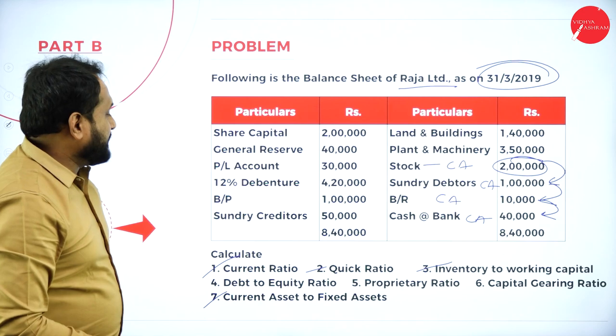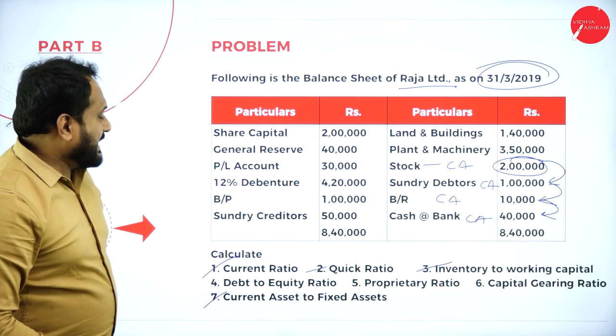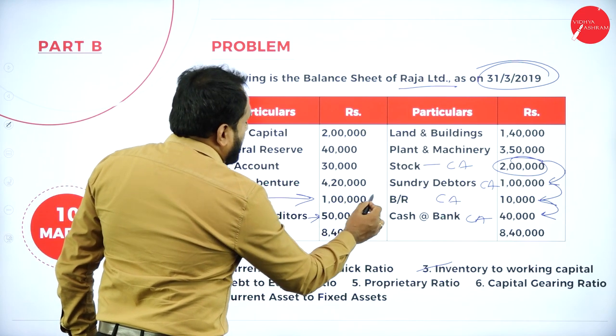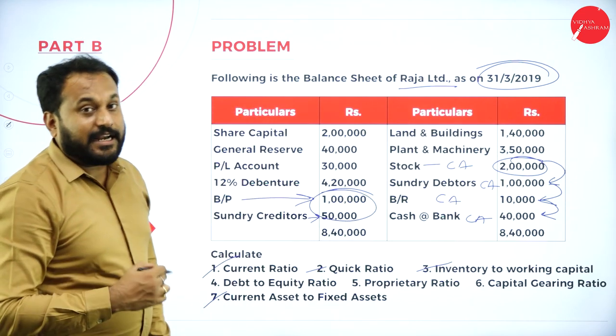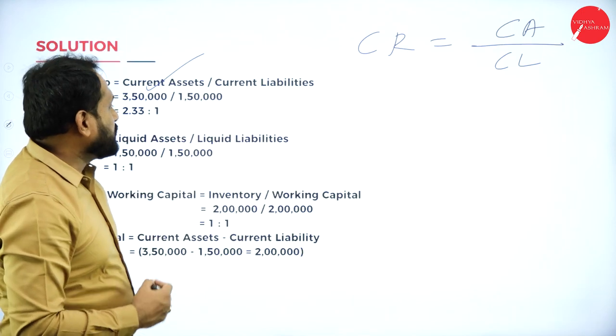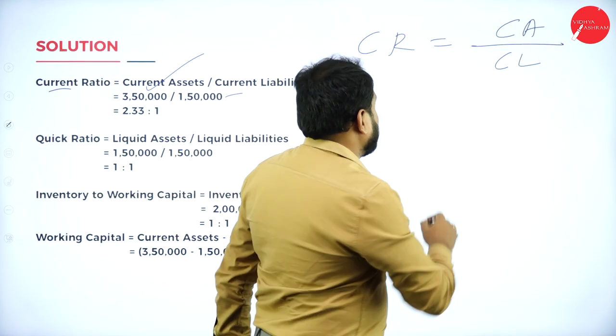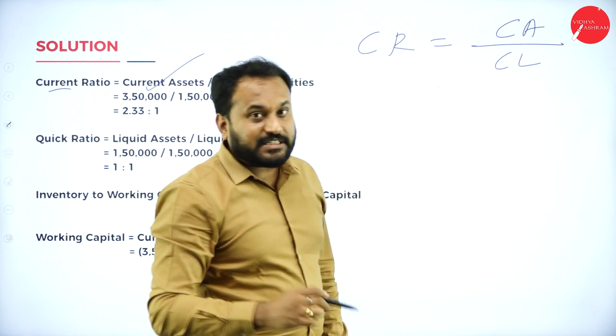Current liabilities, if I go with it, these are the current liabilities here. That is bills payable is 1 lakh. Sundry creditor is 50. 1 lakh 50,000 is my current liability. So I'll write 1 lakh 50. I'll divide it. I need to go with the ratio. That's why it is is to.